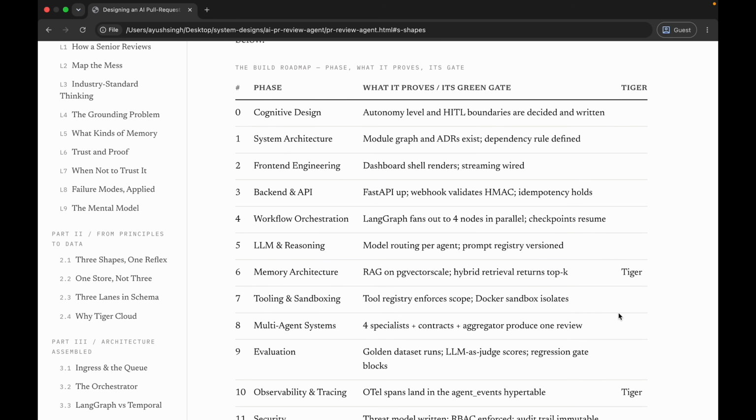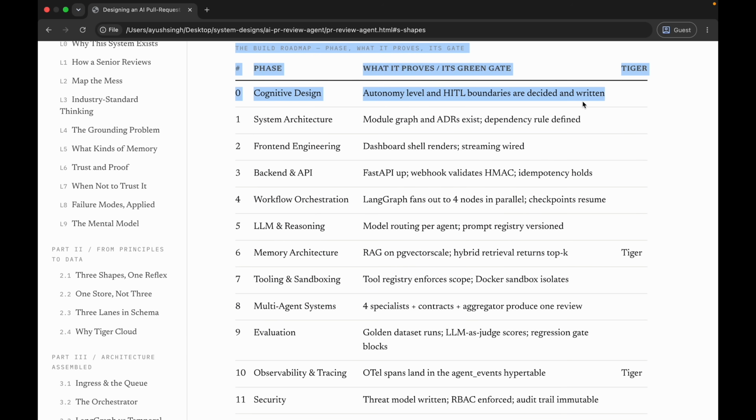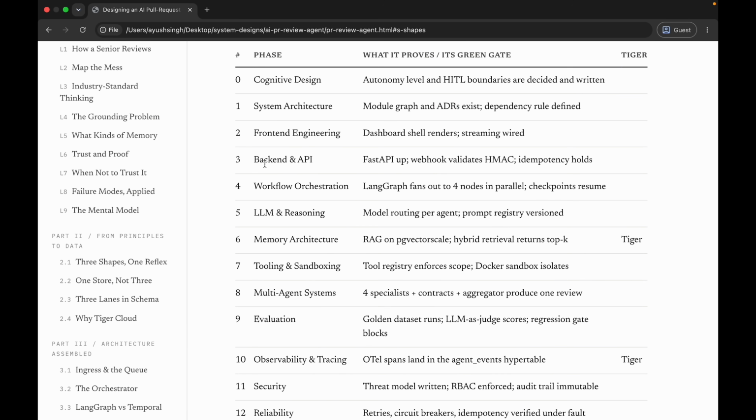Now, if I want to tell you very quickly how I really want to build this architecture, I will tell you how I come up with these kinds of phases. The first is the cognitive design. I always suggest to people: ship the simplest version first. So we want to ship something, and then we want to write the system architecture. Here we have taken a chance of saying, okay, we're going to use a modular architecture, and then the ADRs have things like LangGraph over Temporal. So we want to store all our architecture decision records. And then you have the backend and API.